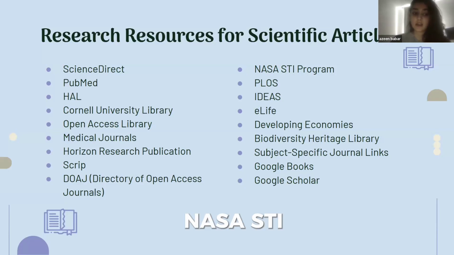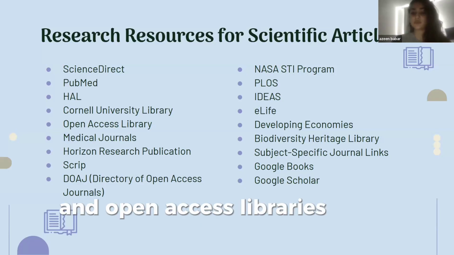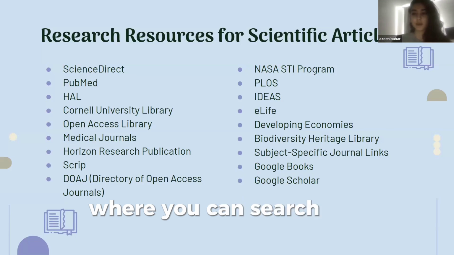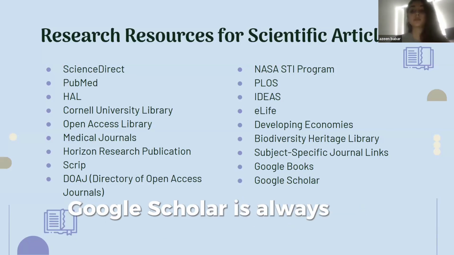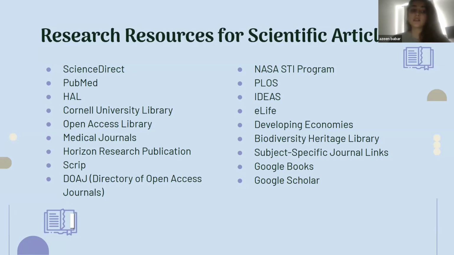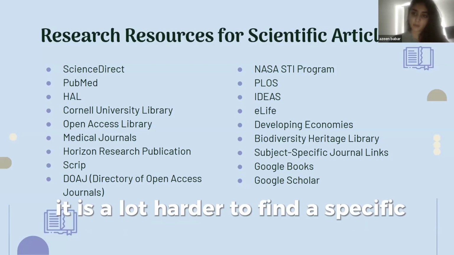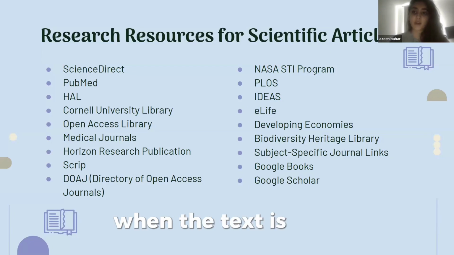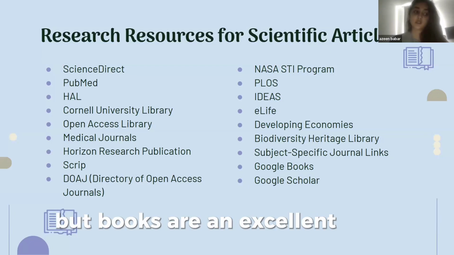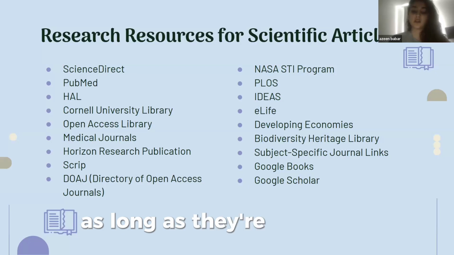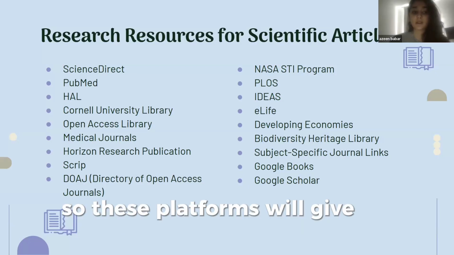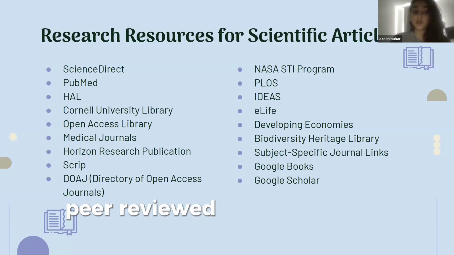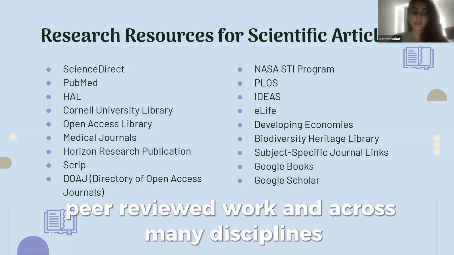Okay. NASA STI, IDEAS, and open access libraries are for more niche fields where you can search up a specific topic. Google Scholar always helps, and Google Books as well. I tend to stay away from books simply because it is a lot harder to find a specific point when the text is wider, but books are an excellent source as long as they're nonfiction. So these platforms will give you access to high quality peer-reviewed work across many disciplines.